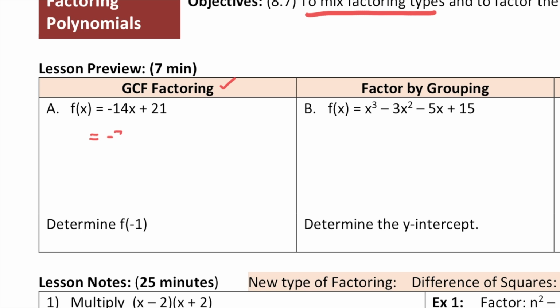I'm going to factor out a -7 for this problem. The leftovers will be your positive 2x minus 3. So the first term is your GCF, and the second part, this is your leftovers. In our directions here, determine f of -1. So we're going to let x equal -1, figure out the answer.